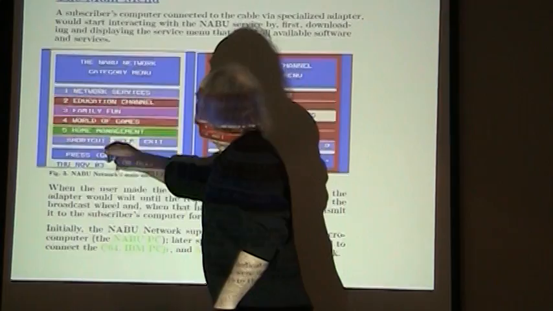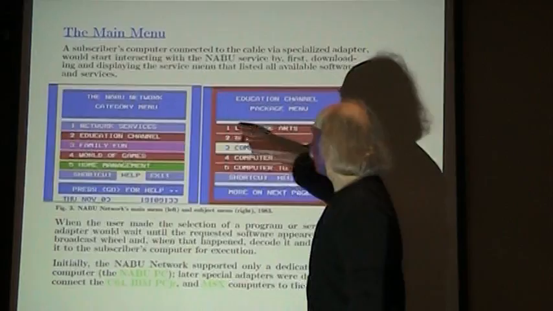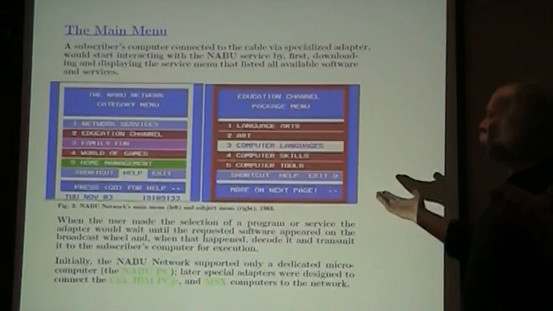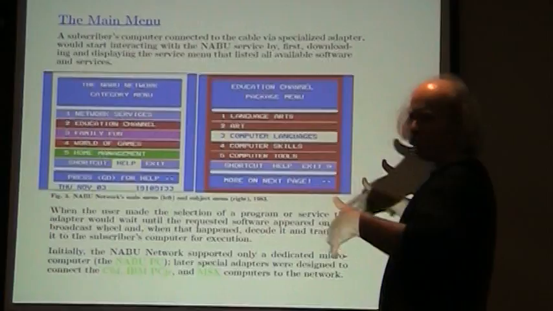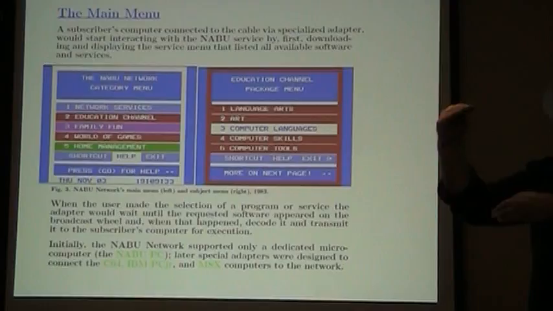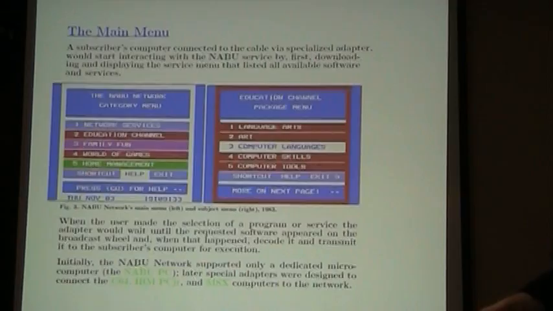So when you selected, what did we select here? Educational channel, number two. Then you have subcategories on it. Or maybe right away application programs. But it's a tree structure. So in educational you have language arts, art, computer languages, computer skills, computer tools, and more. Then you go again to one of these categories like computer languages, and Pascal, BASIC, Logo, and so on. When you select BASIC, it will be loaded to your computer. And then you can use it.